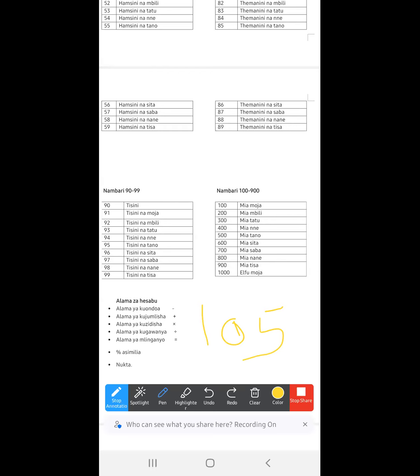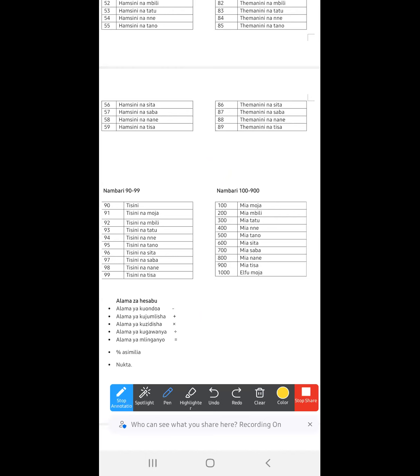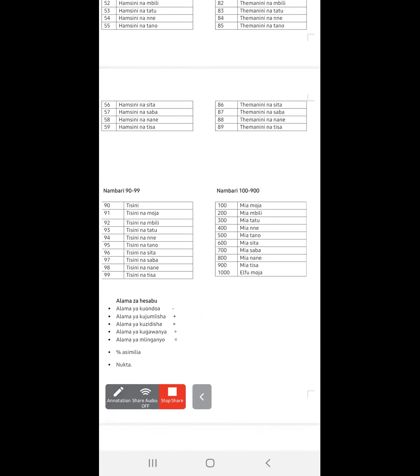What if we have a, let me put 300. Who can tell us what that is? Mia tatu na hamsini. Aha, mia tatu na hamsini. Or you can say mia tatu hamsini. You can do without the na. And then just say mia tatu hamsini. Vizuri sana. So we know 50 is hamsini. So thank you so much.